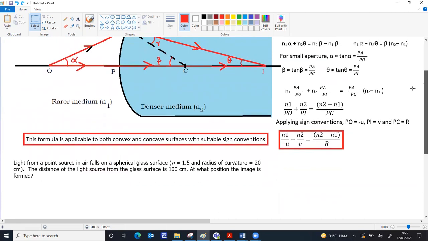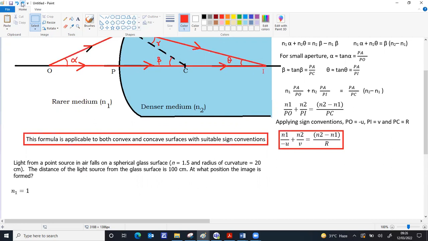As per this diagram, point source is O. Glass surface is this blue medium. So n2 is 1.5. Air means n1 is equal to 1. Radius of curvature is 20. PC is to the right, parallel to the incident light, so it's positive 20. Then distance of the light source from the surface is 100, so the PO is minus 100. What position is the image formed? You're supposed to find v.